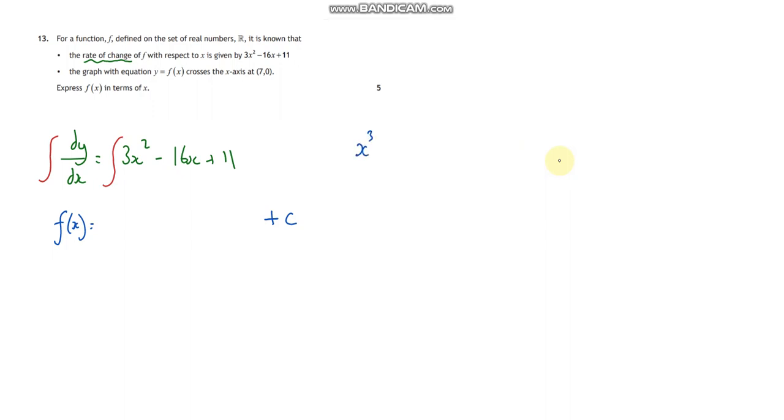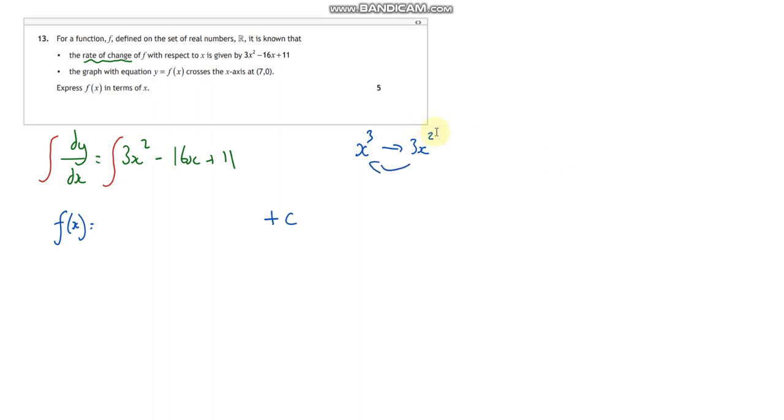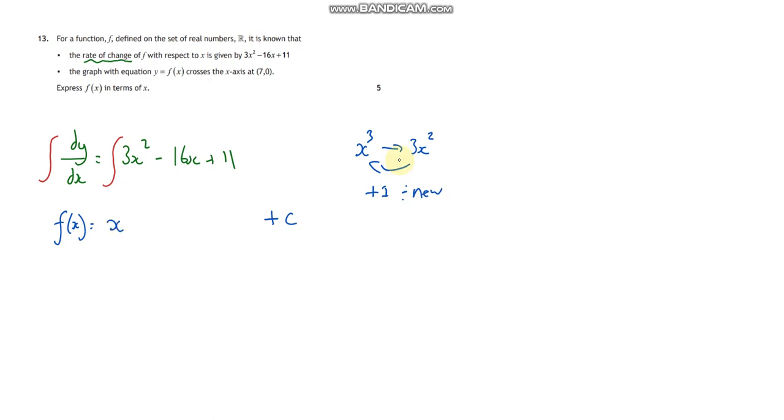If I do x cubed and I differentiate, I'm going to get 3x squared, okay? So to go back the way, I need to add 1 to the power and then divide by the new power. Just remind yourself what you're doing. So add 1 and divide, that's going to give me x cubed. Add 1 and divide, so 16 will be 8x squared, and then 7 becomes 7x. And your c obviously as well.